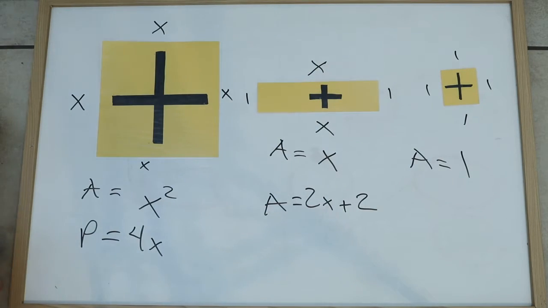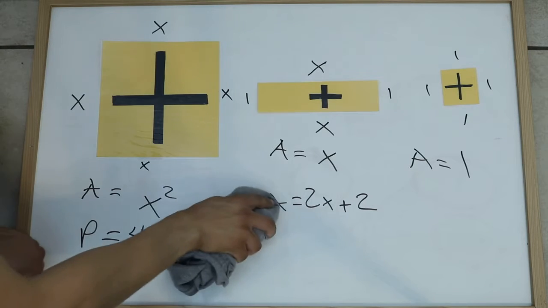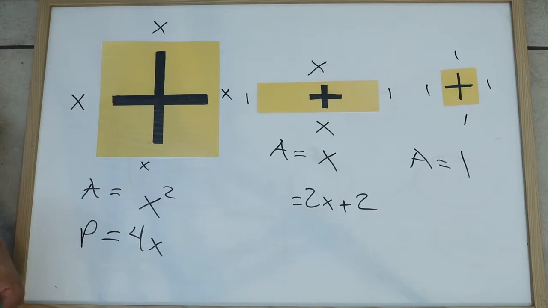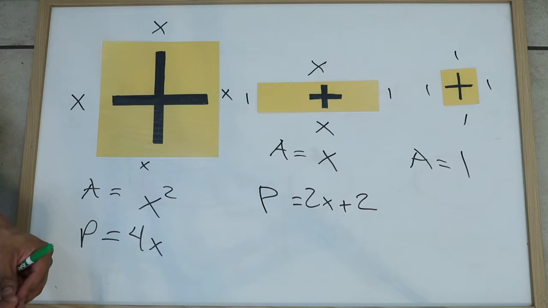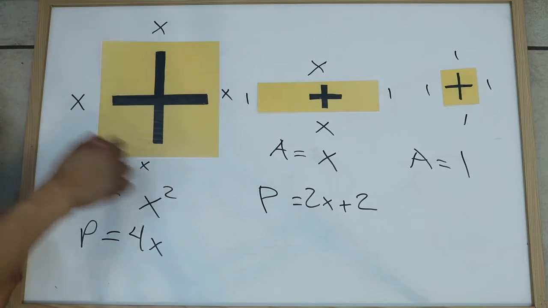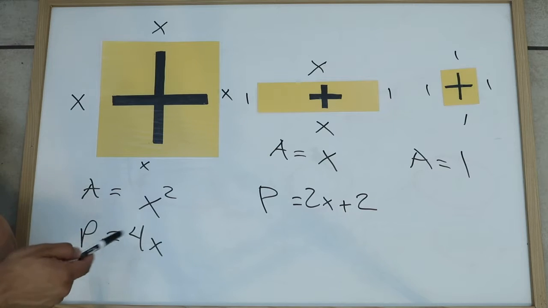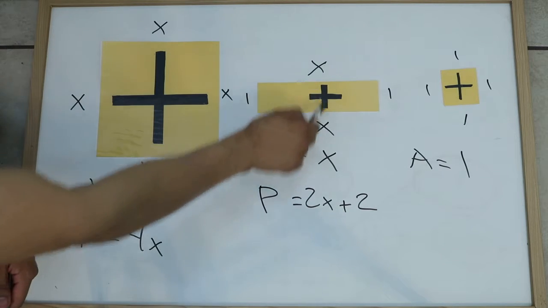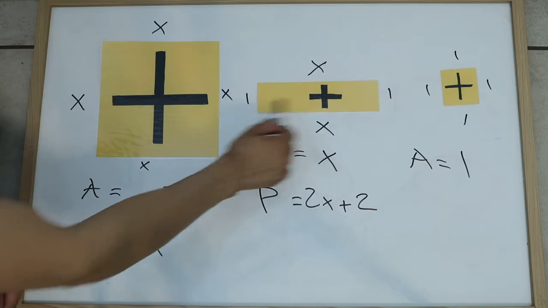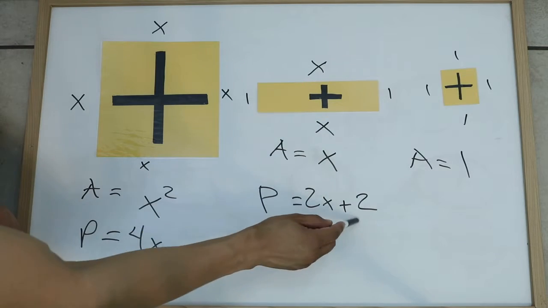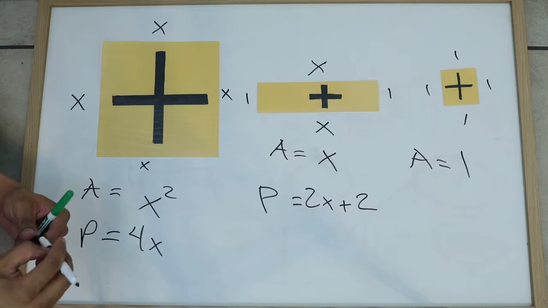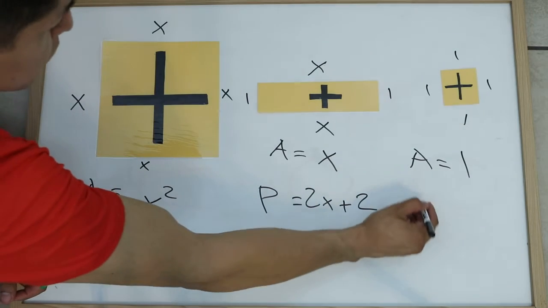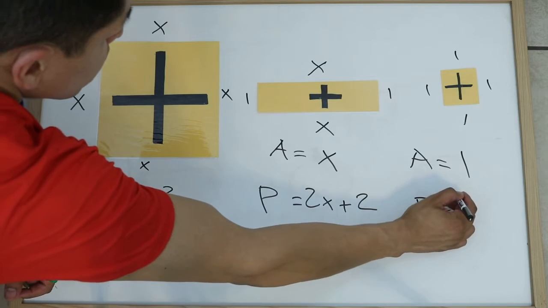And the perimeter, whoopsie, just realized a mistake right here. So I'm sure some of you caught it. So perimeter for this, I added all 4 sides, all 4 x's, so it gives me 4x. I added these 2 x's, these 2 units give me 2. That's how I find the perimeter. And then for the last one, since all of them are 1s and it has 4 sides, the perimeter equals 4.